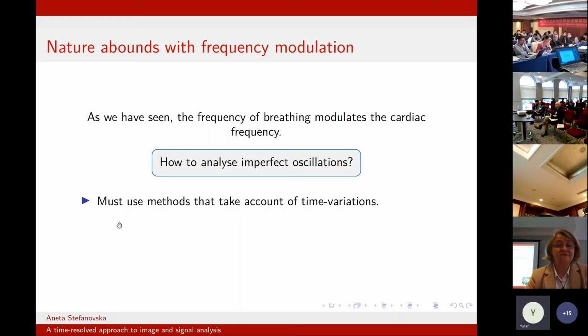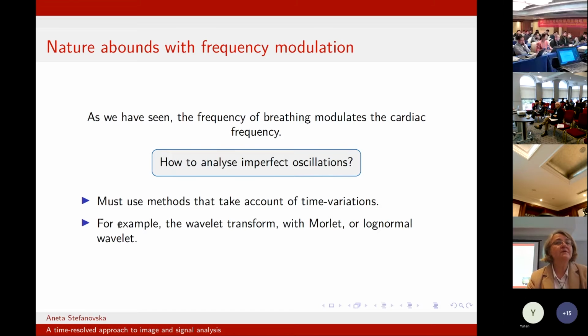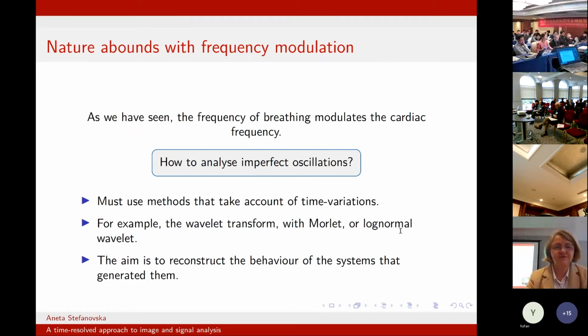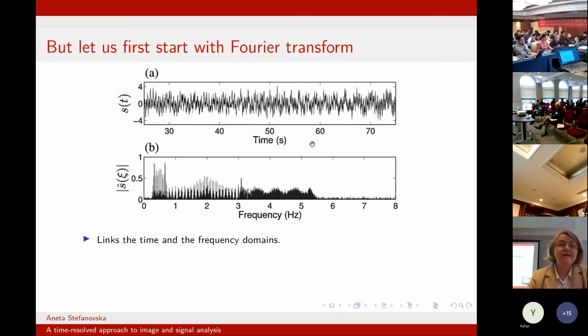We must have methods that take into account time variations. For example, the wavelet transform, and I will argue that wavelets with Morlet, or what we have proposed, log-normal wavelets, are probably the most appropriate if you want to have a time-frequency representation. In any case, the aim is to reconstruct the behavior of the system that generated these kinds of signals. So as I mentioned, if we have this kind of modulation where the frequency changes over time, in this case it's chirplet-like modulation, but it does not matter.